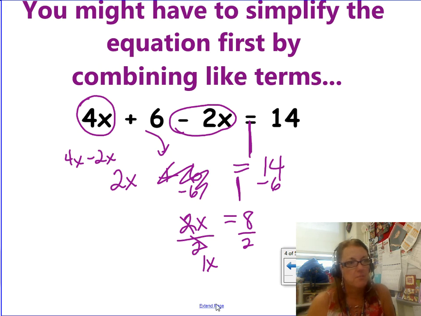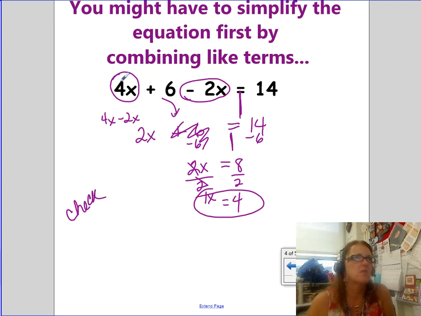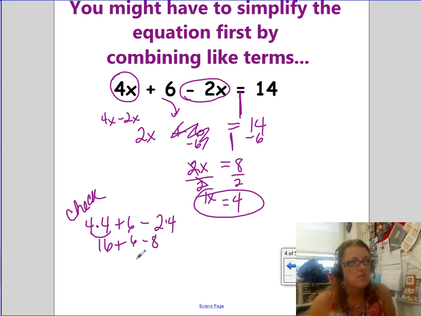Let me bring this up a little bit so you can see what I'm doing. And you should get x equals 4. Come over here and ask yourself, does this really work? What is 4 times 4? And then you add 6 and subtract 2 times 4. And check it. Use your calculator if you need to. But in fact, yes, 22 minus 8, that is 14. There you go. All right, so we had to do a little combining of like terms this time.